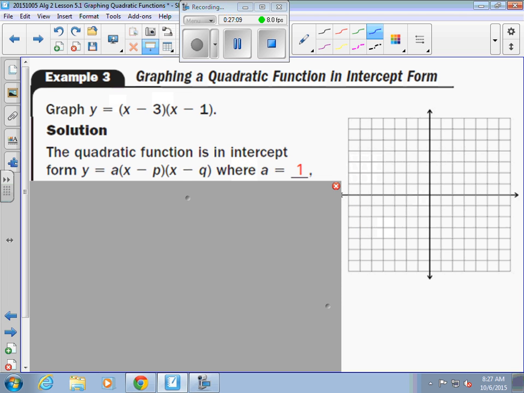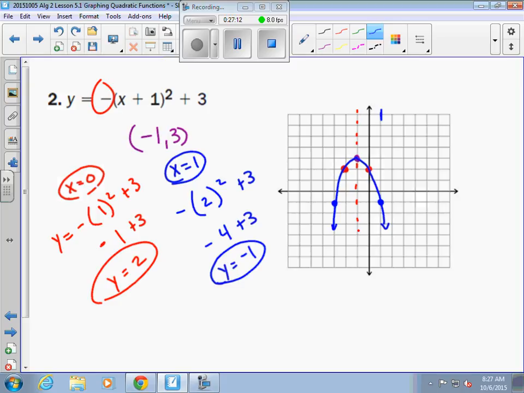And we'll pick up with intercept form tomorrow.